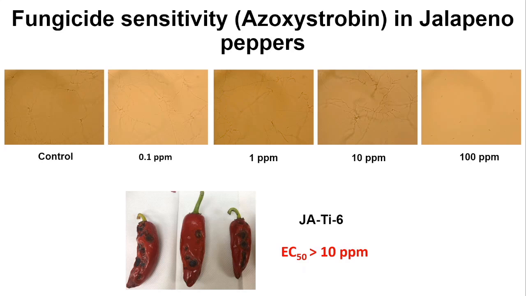You can see this is a spore germination assay where we amended the media with 10 ppm of azoxystrobin, and we can see the spores of Colletotrichum truncatum could grow. That means, when you look at the EC50 values, they are much higher. So there is a trend that most of the isolates might be moving towards becoming insensitive to azoxystrobin.